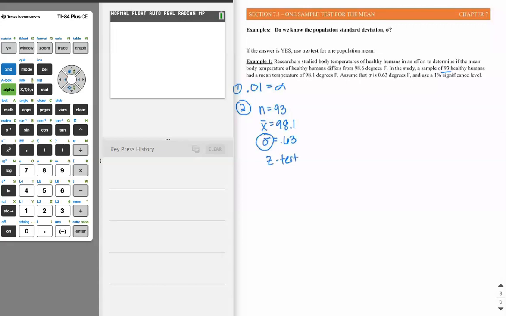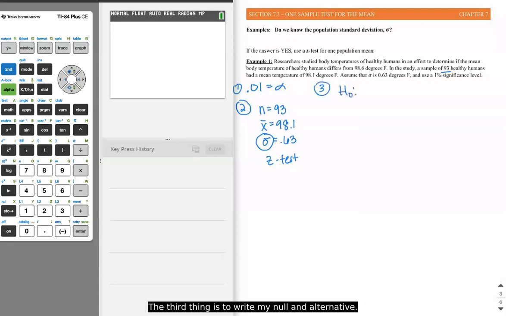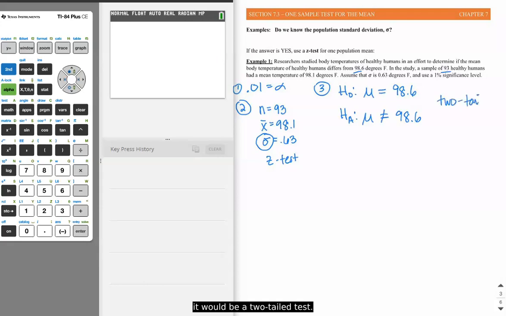Okay. So the third thing is to write my null and alternative. So we're looking at the mean. They're comparing it to 98.6, so 98.6 is my mu naught. And it says, does it differ? So it means the null would be equal to, the alternative would be not equal to. It would be a two-tailed test. Okay, so my fourth, fifth sort of step, you can draw your picture too.